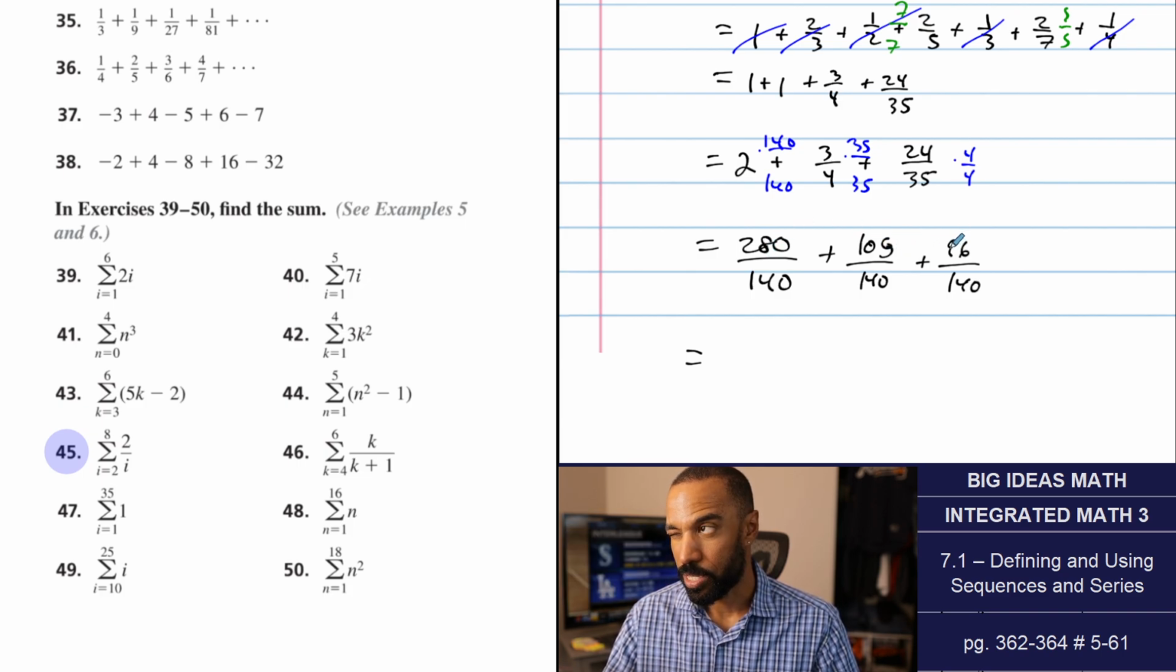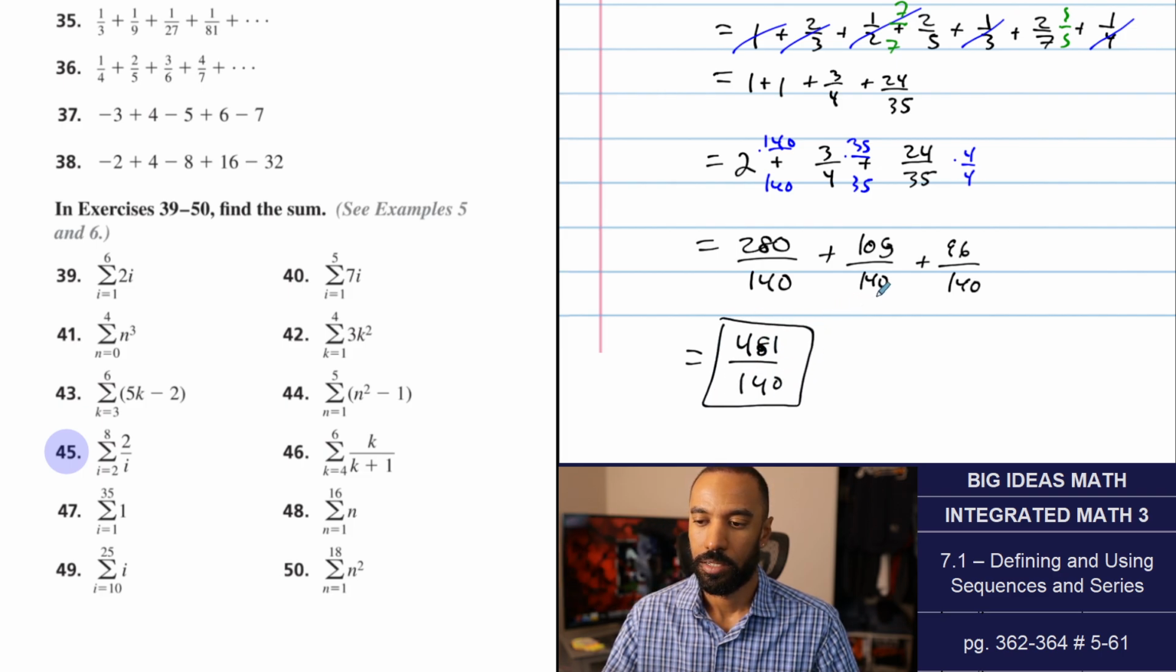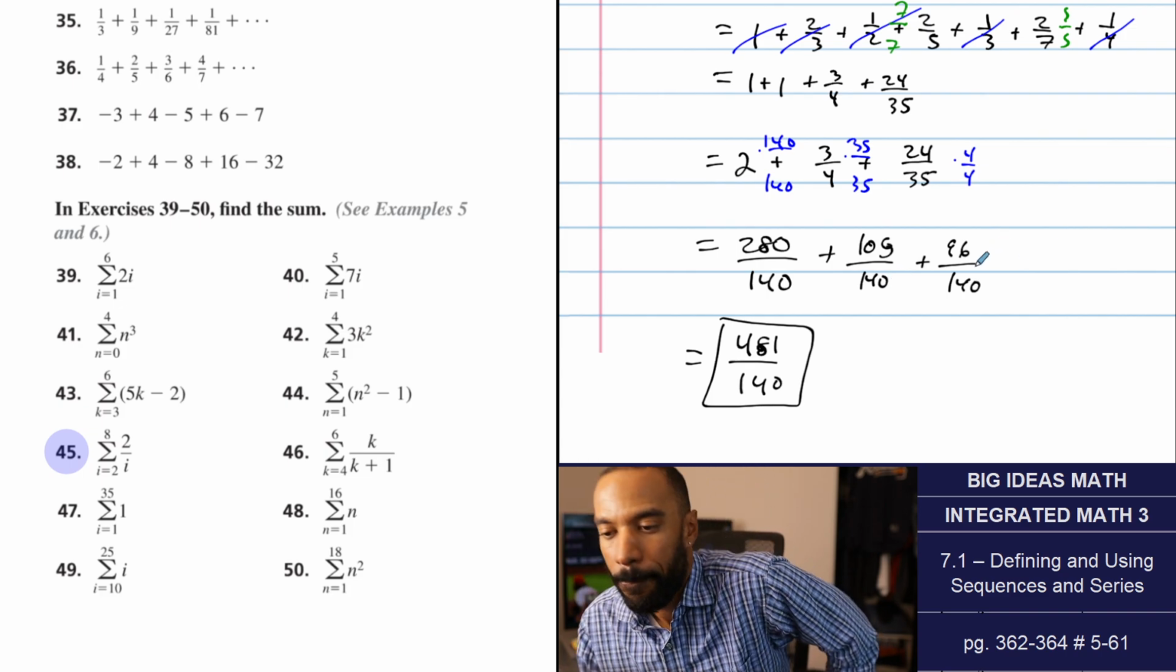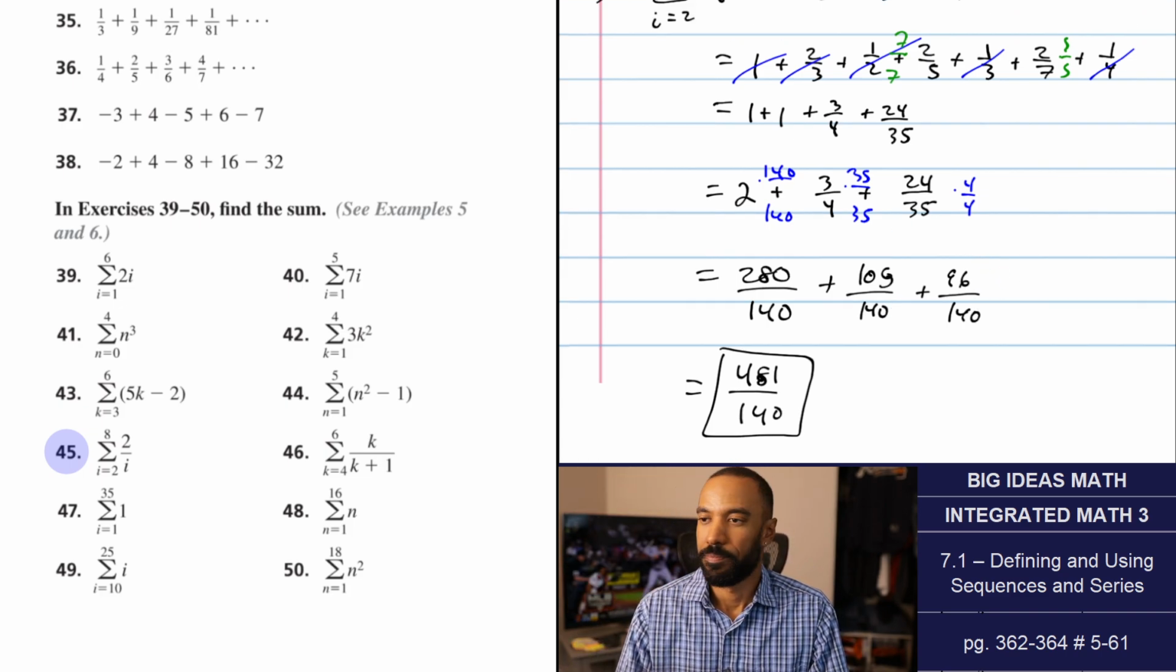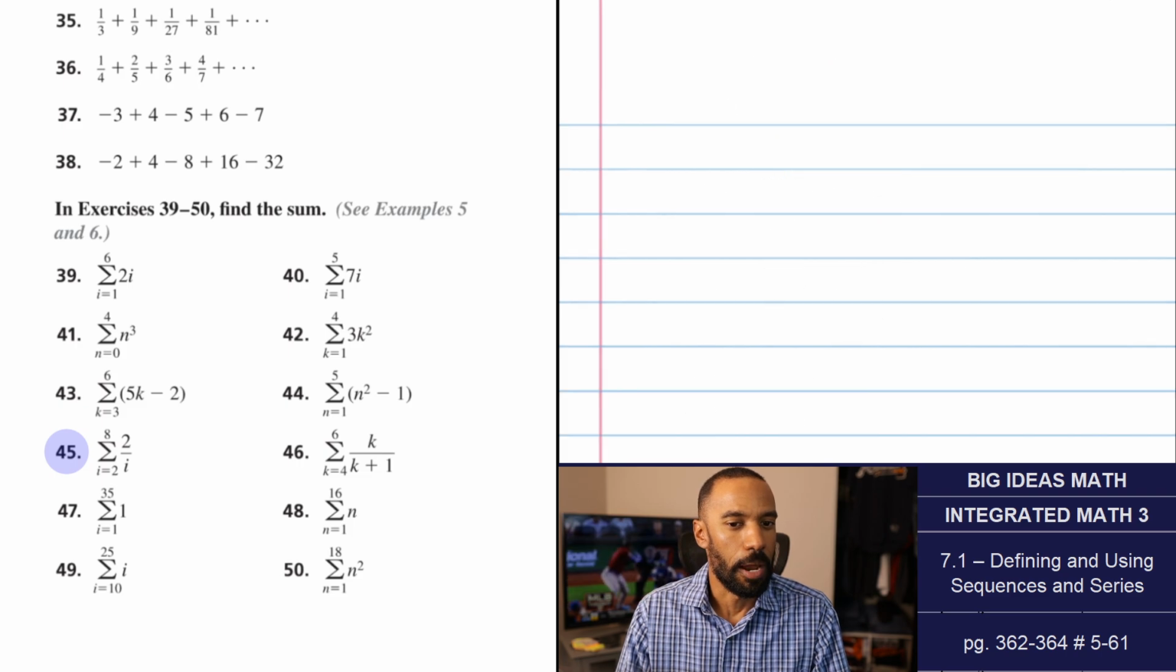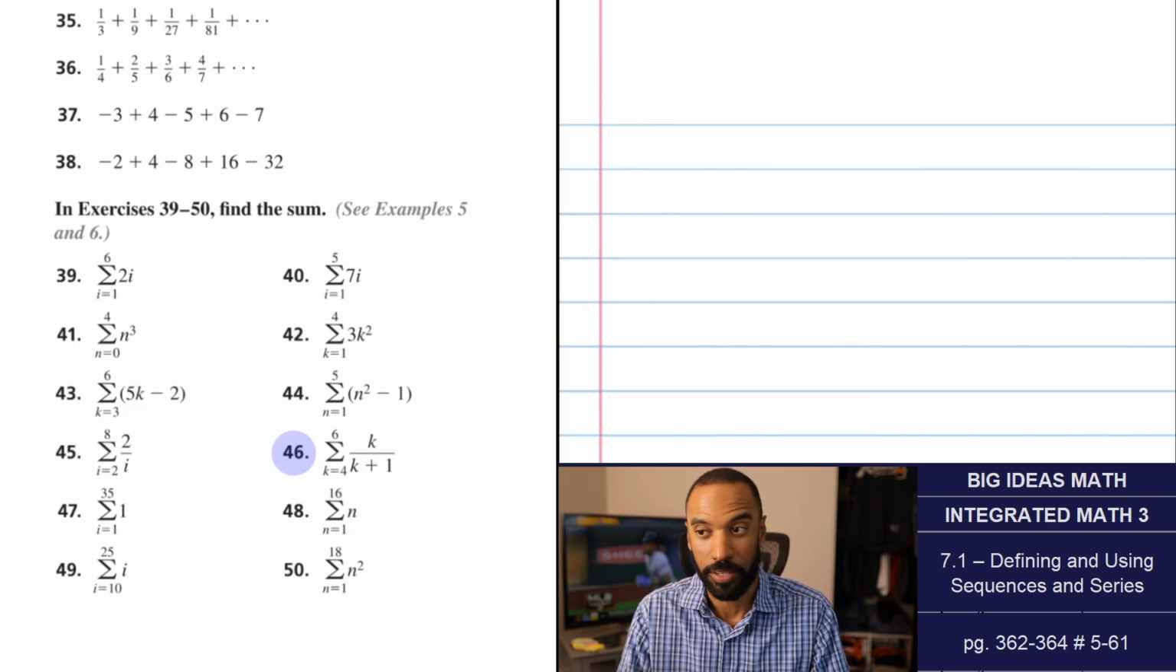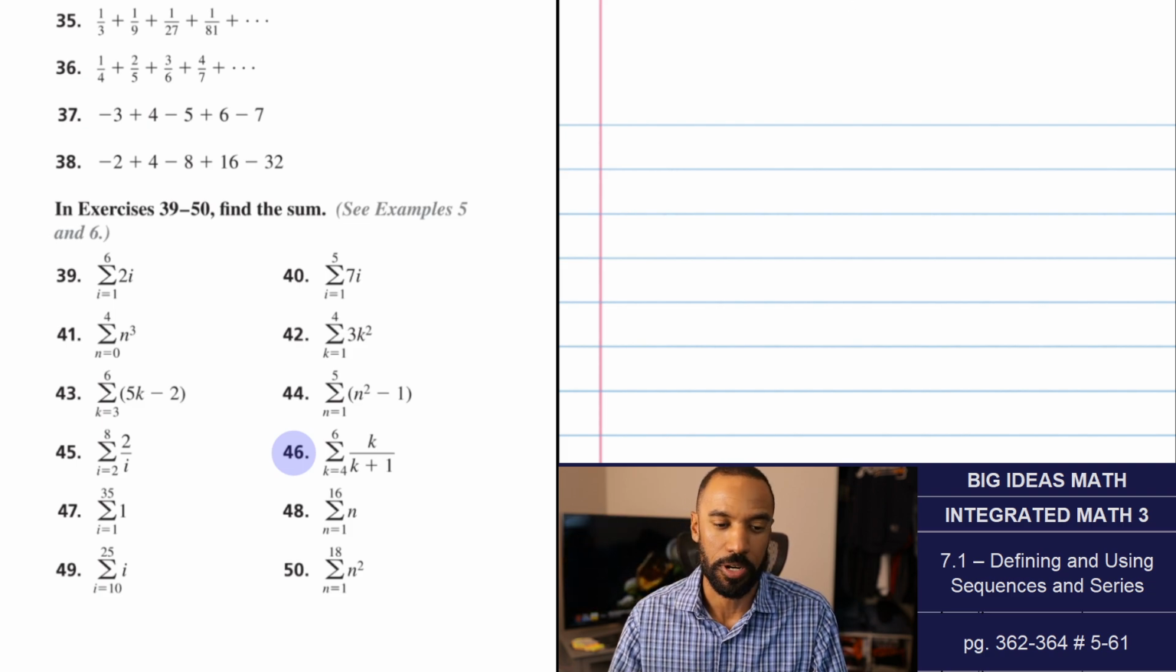385 plus 96 is 481, so 481 over 140. Somehow I doubt that can reduce. All right. Cool. Number 46. Probably more of the same, but a lot less terms. In fact, there are only 3 terms.